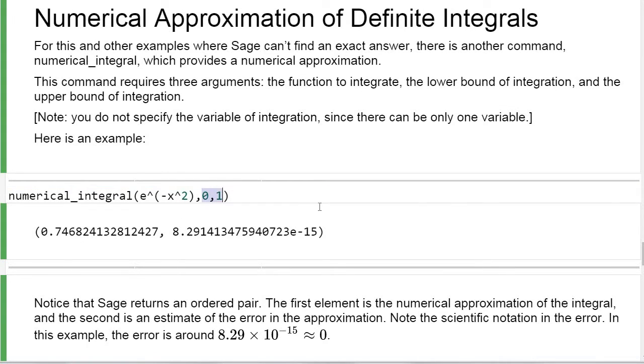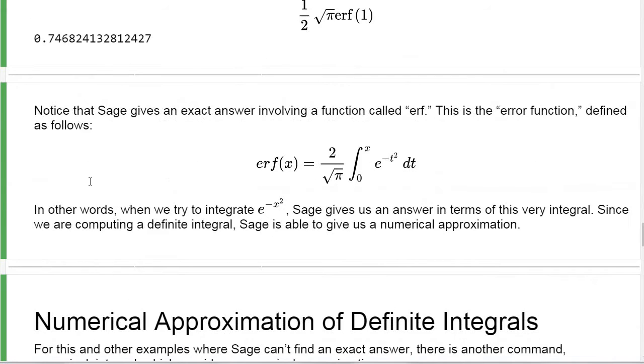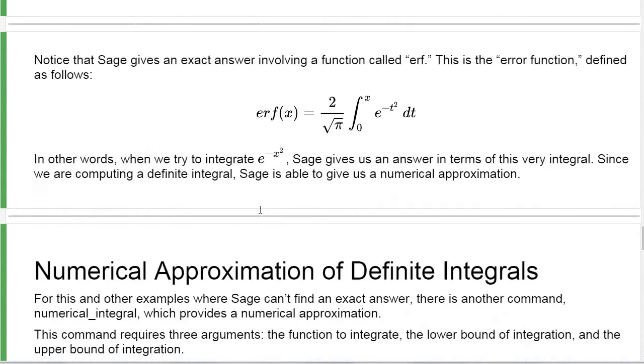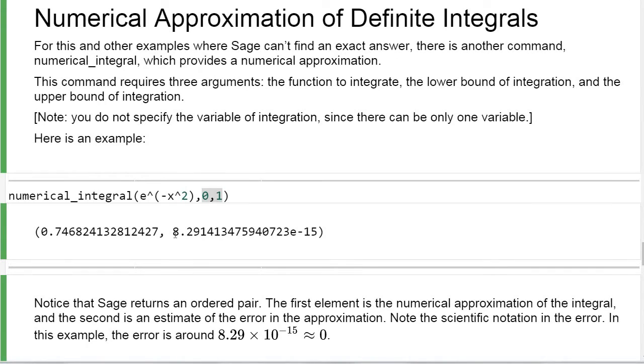Also, this has to be a definite integral. You can't do antiderivative with this numerical approximation, so this has to be a definite integral. Now the output gives us 2 numbers, but these are not 2 answers. The answer is really this guy, 7468, same thing that we got up here when we did the capital N command on this integral. The second number is not another answer. That's actually an estimate of the error involved in your approximation.